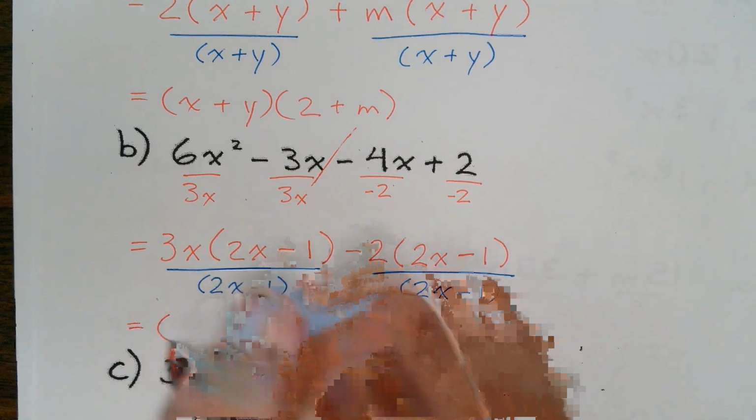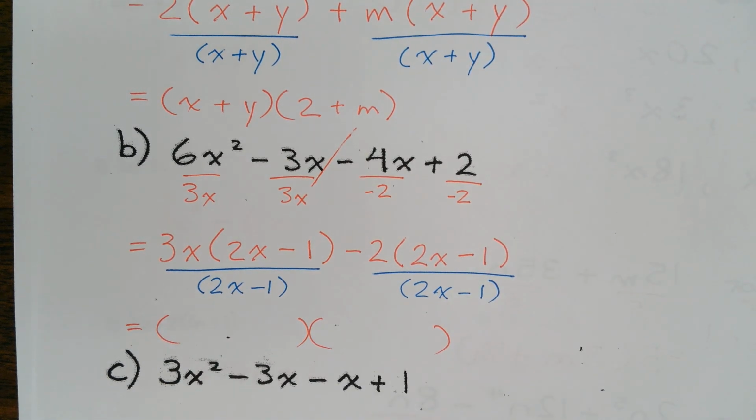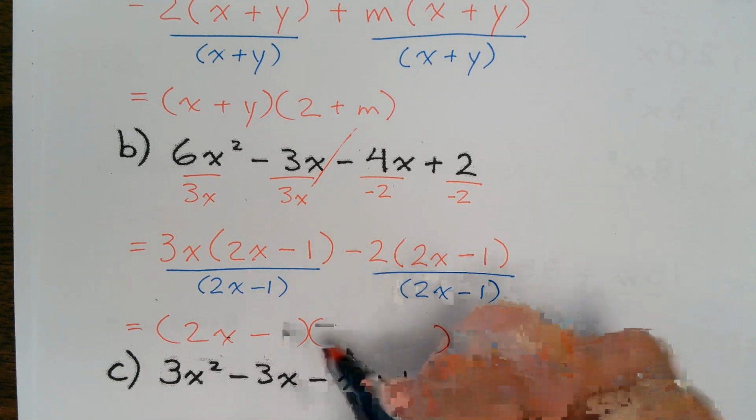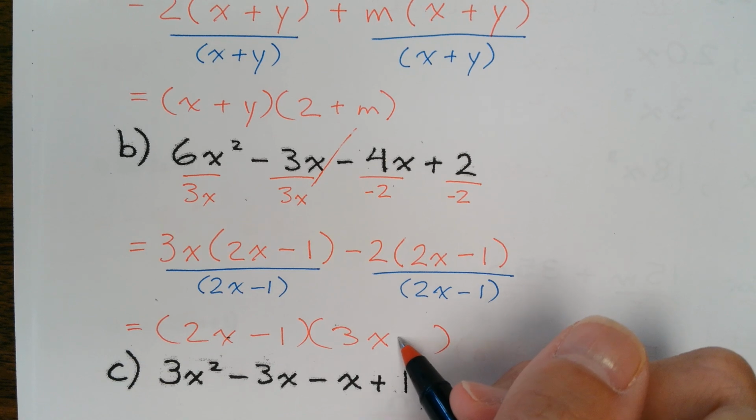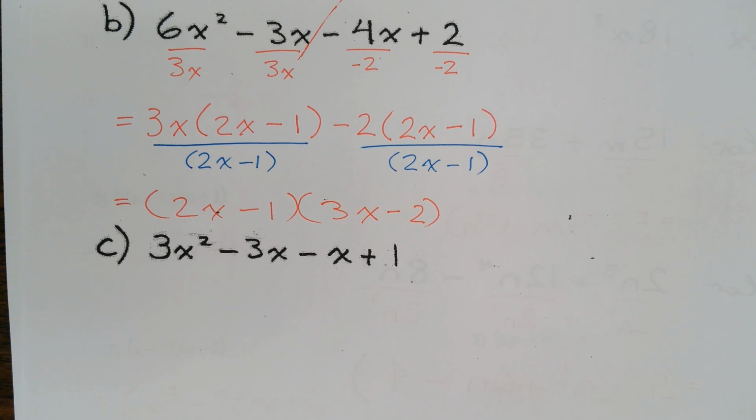So what's my final answer? Who wants to try telling me the final? Put up your hand. Rosie. Bracket 2x minus 1 bracket 3x minus 2. Perfect. Again, the signs are what most people get wrong. So be very careful with the signs.